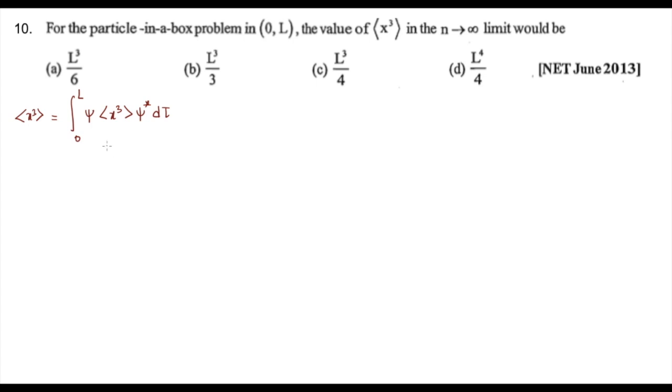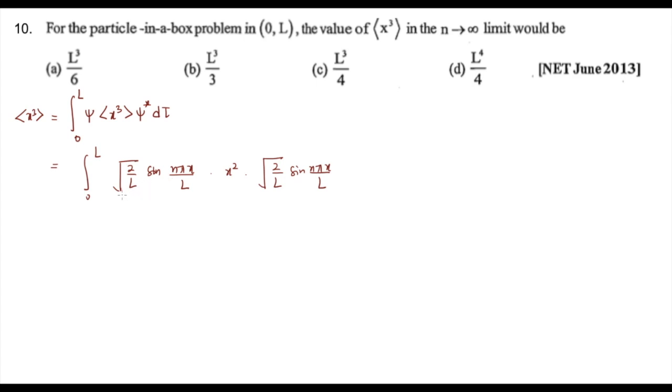So let's put the value of the wave function now, psi, for the particle in a one dimension box. It will be 0 to L, and for a particle in a one dimension box the wave function is given by under root 2 by L sine n pi x by L. So that's what you will get, into x cube, into under root 2 by L and sine n pi x by L. Alright, so that's what you are going to get.